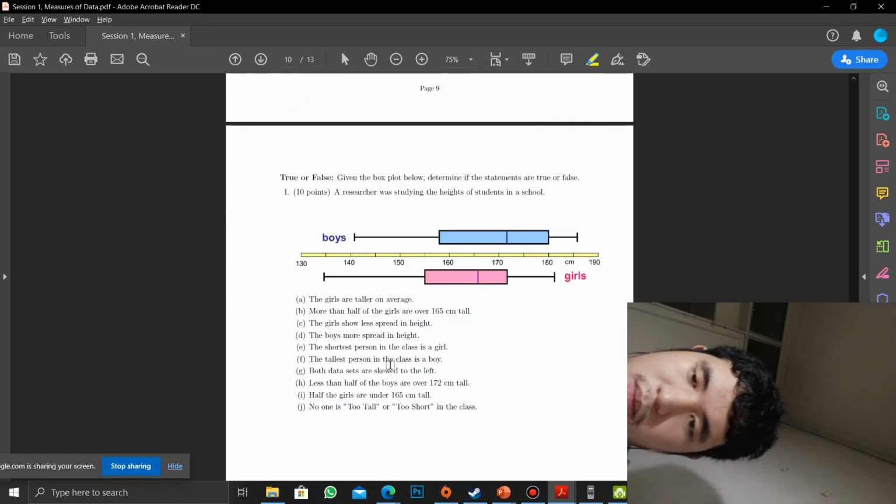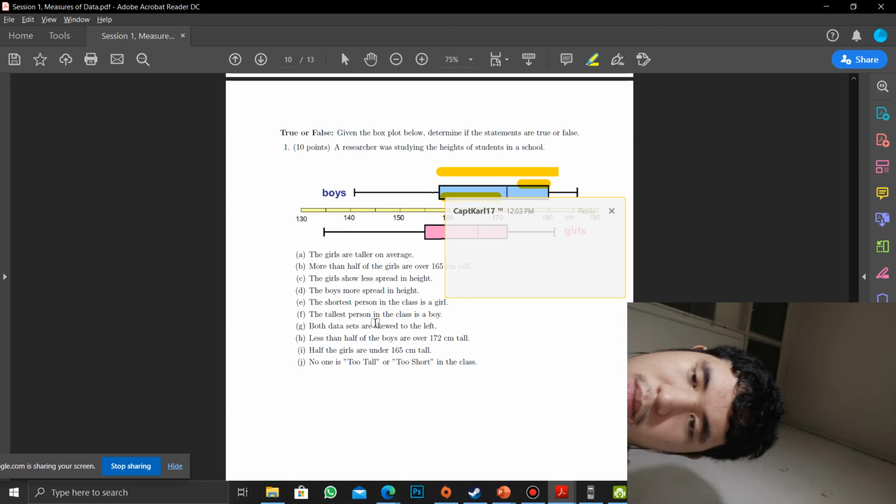Ito, last one. Interpreting box plots. Sige, last na to for today. Interpreting box plots. Ano nga ulit sabi natin sa box plot? Pag mas malaki yung box na to, mas varied yung data, mas spread out yung data. Next, kapag mas mahaba yung left kaysa sa right, skewed to the left siya. Pag mas mahaba yung right sa left, positively skewed siya. Di ba? Sige, let's see.